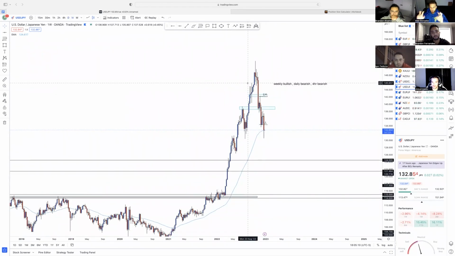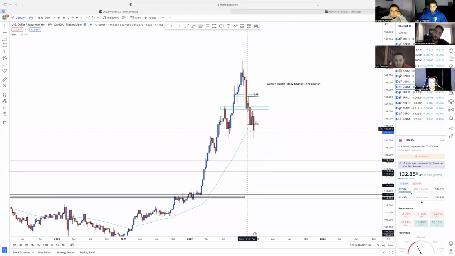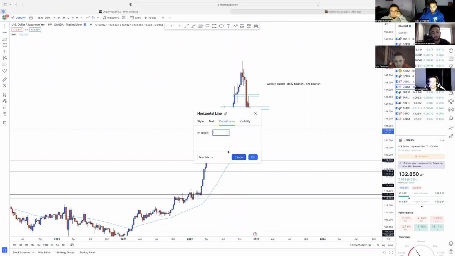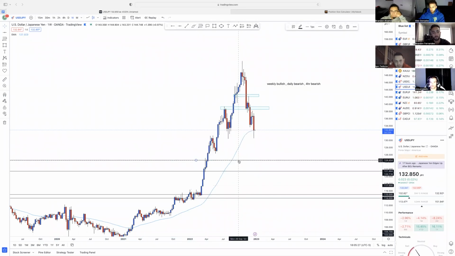USD JPY, I'm calling this as well. We're overbought, pretty high to the upside. We just simply need a retracement. So now here we are fully bearish on the weekly. Do we all agree that we're bearish on the weekly? Type 1 if yes, type 2 if no. Just want to make sure we're all on the same page.